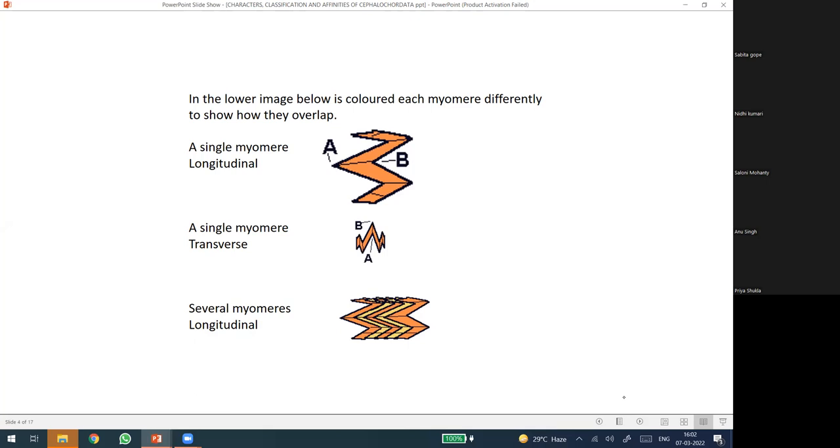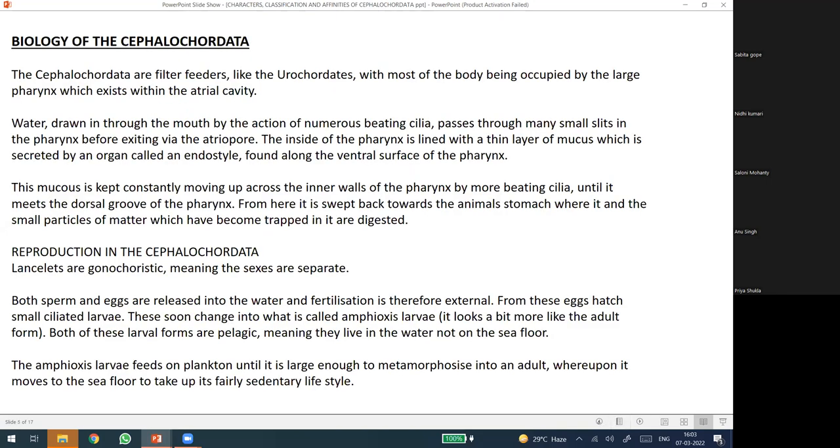And this is the longitudinal view of a single myostome. This is the myomere, and this is the single myomere in transverse section. And these myomeres, the muscle strands, we can call them myostomes. These myostomes are arranged longitudinally, forming the myomeres. So this is how the body shows a segmented appearance, the presence of myomeres.